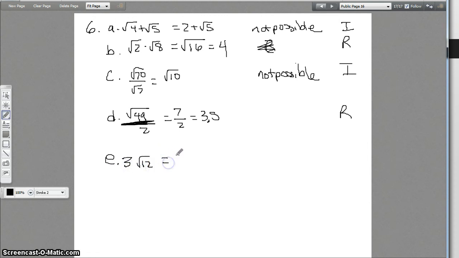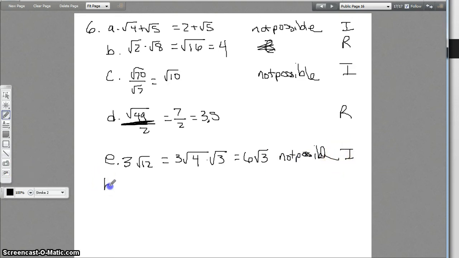Okay, part E, we have 3 times square root 12. Well, we can rewrite that square root of 12 as square root 4 times square root 3. And square root 4 we know is 2. 3 times 2 is 6. So this is 6 square root 3. But we have nothing we can do with that 3. So this is not possible because it is irrational.